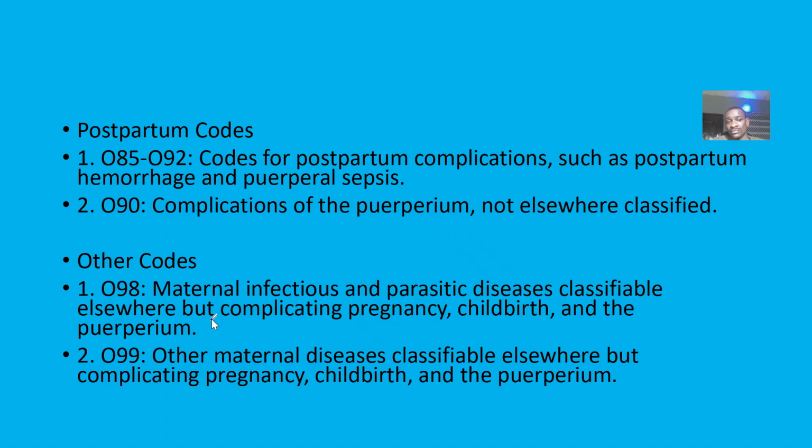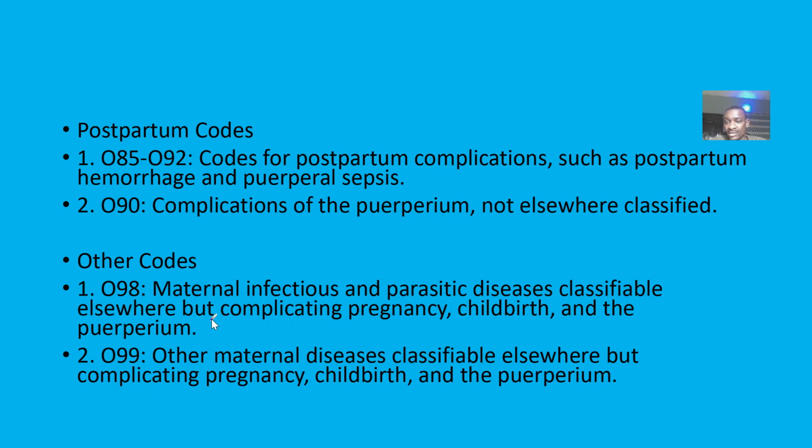Postpartum codes now, they are from O85 to about O92. There are codes for postpartum complications like postpartum hemorrhage and puerperal sepsis. So if somebody is bleeding so much after giving birth, the codes actually fall within this range. The O90 are complications of what? Puerperium. Okay. So other codes, we have things like O98, maternal infectious and parasitic diseases.